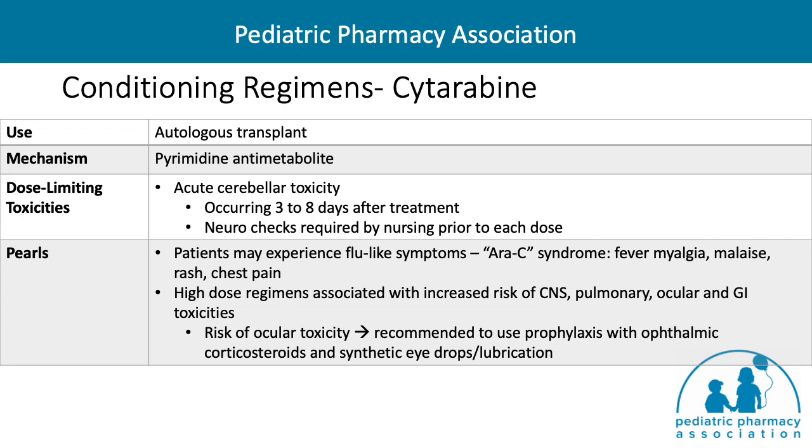Its dose-limiting toxicity is acute cerebellar toxicity, and it generally occurs 3 to 8 days after treatment. This is why in the hospital, neurochecks are required by nursing prior to each dose that's administered to the patient. Patients also may experience flu-like symptoms that may be referred to as Ara-C syndrome. High-dose regimens are also associated with increased risk of CNS, pulmonary, ocular, and gastrointestinal toxicities.